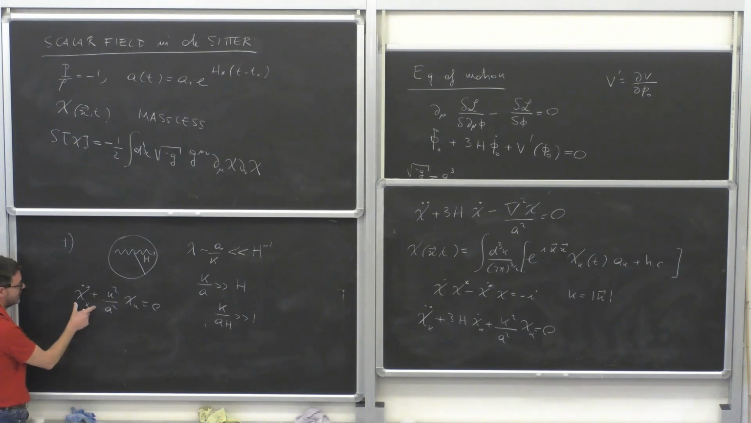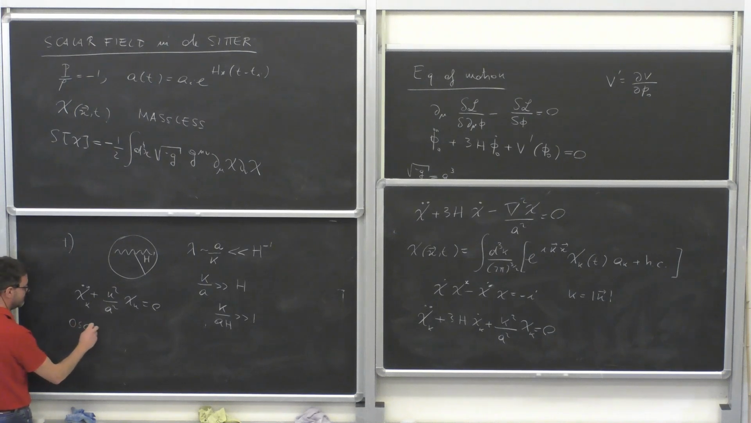Because you have a kinetic term and a frequency term squared, even though the frequency depends on the scale factor, therefore it depends on time. So roughly, tomorrow I will simply rewrite this equation in a simpler way. I will change coordinates in such a way as to eliminate this time dependence.